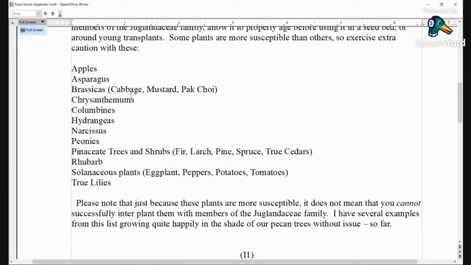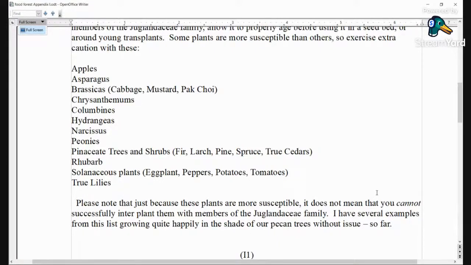All the apples, all the malus are susceptible. Asparagus, brassicas, that includes cabbage, mustard, bok choy, stuff like that. Chrysanthemums, there are some that seem to be resistant, but for the most part, chrysanthemums are susceptible. So even tansy, tanacetum, stuff like that would wind up having an issue. Columbines, hydrangeas, narcissus, peonies, pinaceous trees and shrubs like fir, larch, pine, spruce, and all of the true cedars. Not the junipers, but true cedars are affected.